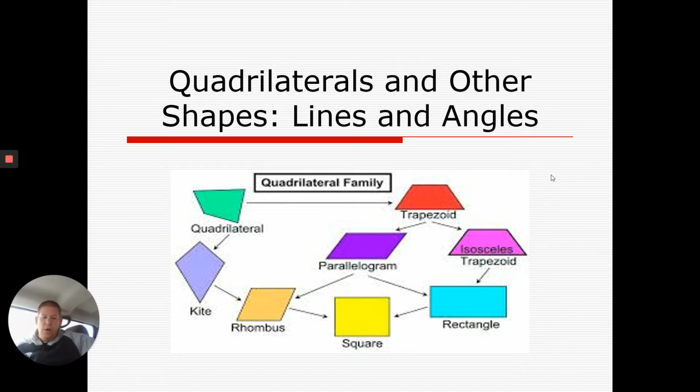The thing to notice on this quadrilateral page is that all these quadrilaterals have four sides. Looking at this page, I can see the word parallel in the word parallelogram. So a parallelogram has sets of parallel sides, for example. We'll get to that as we go.